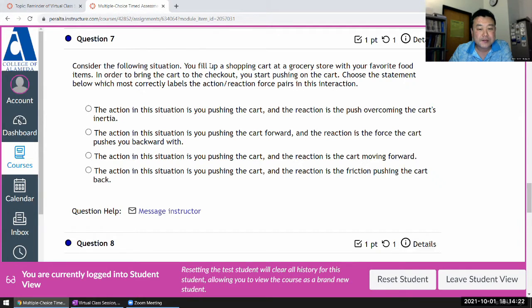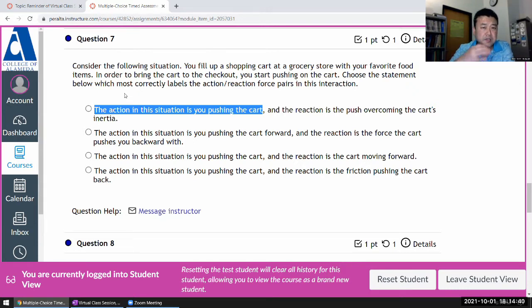Consider the following situation. You fill up a shopping cart with groceries and put on the cart labels: action, reaction. Okay, Newton's third law problem. Reaction is you push. Yeah, this is me writing to confuse you. When people say action, reaction, it's confusing. You really want to say action force and reaction force. When you do that, you see immediately what's wrong here.